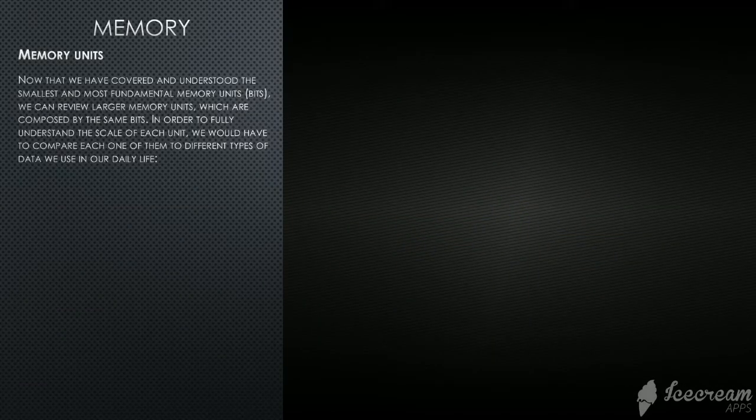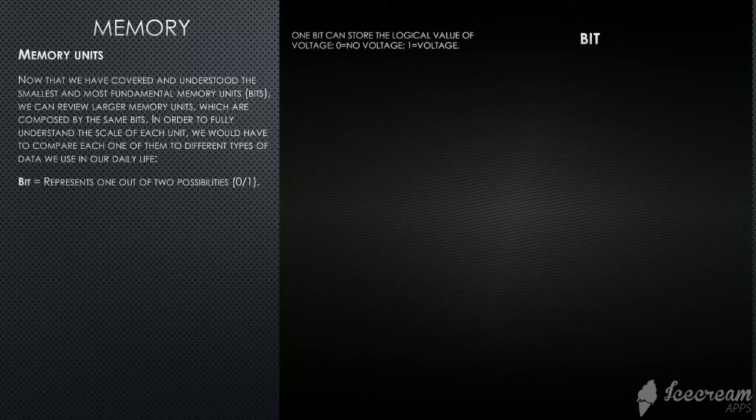Now that we have covered and understood the smallest and most fundamental memory units, we can review larger memory units, which are composed of the same bits. In order to fully understand the scale of each unit, we would have to compare each one of them to different types of data we use in our daily lives. So let's start with a bit. A bit represents one out of two possibilities, either 0 or 1. One bit can store the logical value of voltage. 0 equals no voltage and 1 equals voltage.